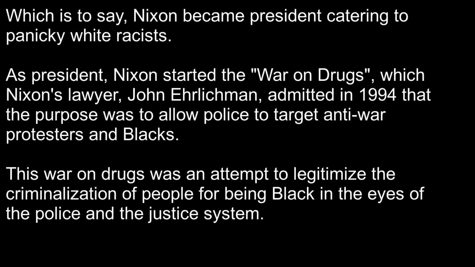Nixon started the war on drugs. Nixon's lawyer, John Ehrlichman, admitted in 1994 that the purpose of Nixon's war on drugs was to create laws that allowed police to target anti-war protesters and blacks. This war on drugs was an attempt to legitimize the criminalization of people for being black in the eyes of police and the justice system.